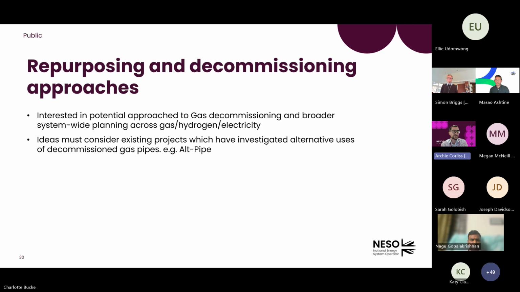And there are some projects that have already been done in this area, so I would definitely suggest that you explore some of these and have a look at work that has already been done, so that any work in this area can build on that rather than just replicating things that have already been considered.